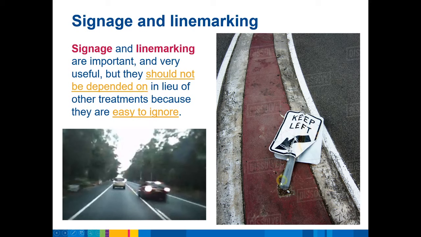Signs can be ignored and hit. Line marking as well. You can see here this is someone overtaking when they really shouldn't be. People can ignore these things. Physical protections like proper shaping, concrete shaping of intersection designs, is a much better way to avoid and protect against crashes rather than just signage and line marking.